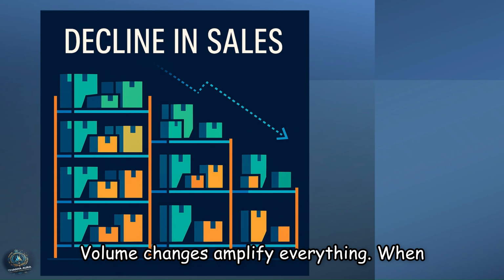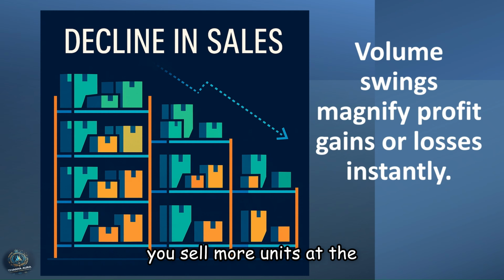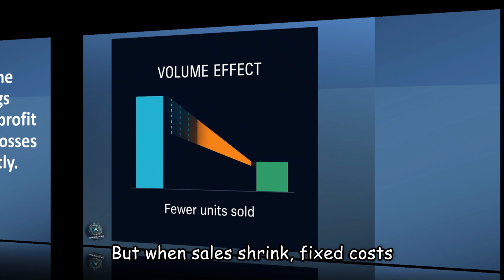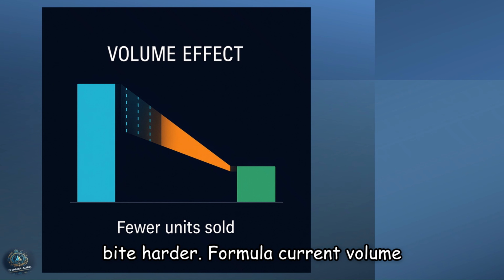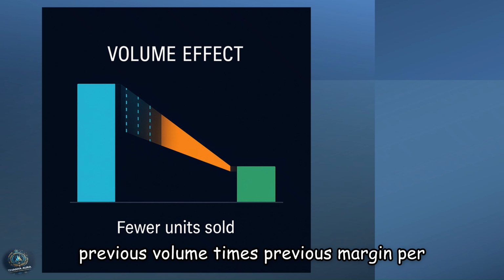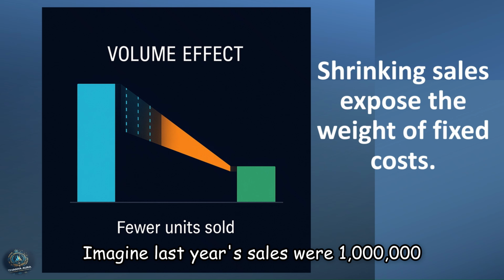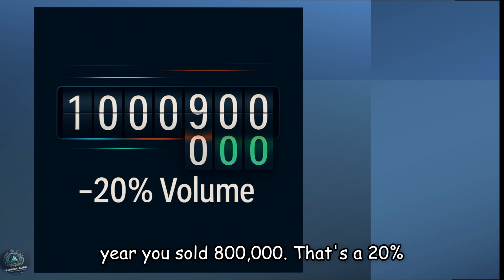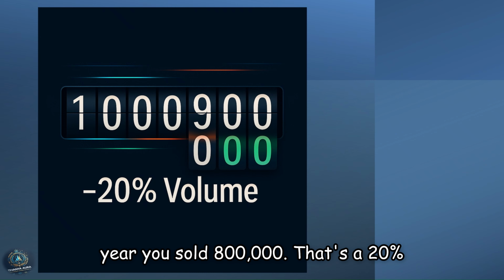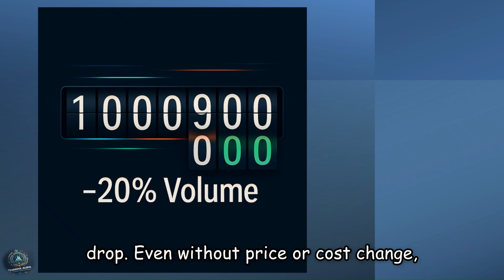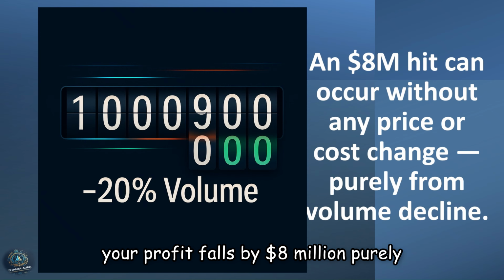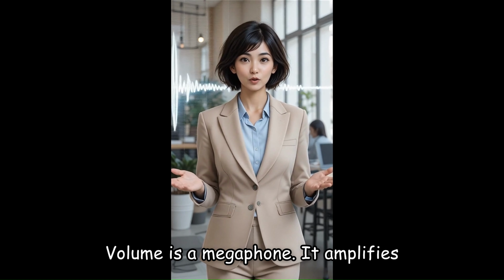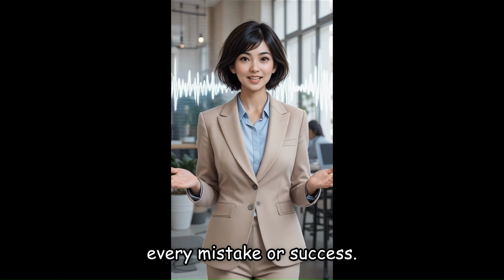Volume changes amplify everything. When you sell more units at the same margin, profit grows proportionally. But when sales shrink, fixed costs bite harder. Formula: current volume minus previous volume, times previous margin per unit. Imagine last year's sales were 1 million units at $40 margin per unit. This year, you sold 800,000, that's a 20% drop. Even without price or cost change, your profit falls by $8 million purely due to volume. Volume is a megaphone. It amplifies every mistake or success.